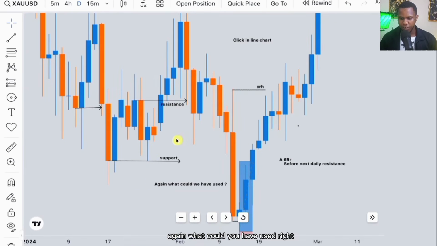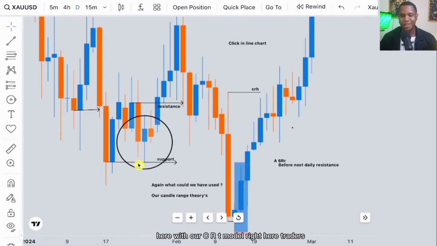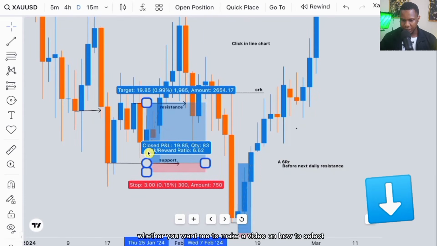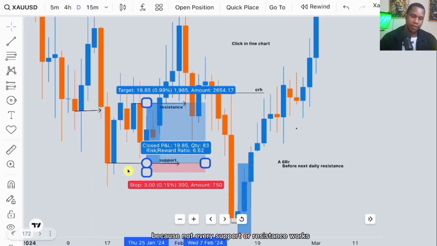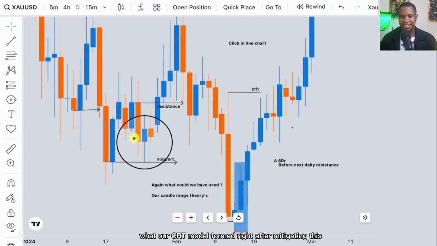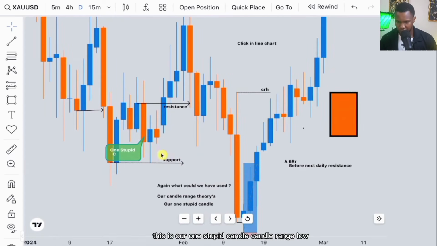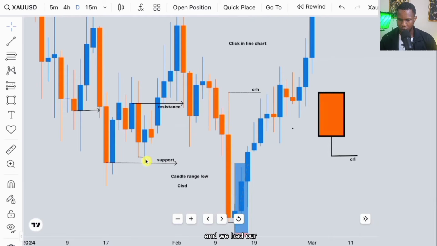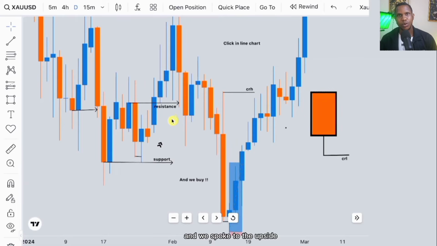And what could you have used right here? Our CRT model, traders. 1:6 risk to reward ratio. Let me know whether you want me to make a video on how to select these zones, because not every support or resistance works. Again, what can you see from this zone? Our CRT model formed right after mitigating this support right here. This is our one stupid candle range low, and we had our turtle soup change in state of delivery, and we sparked to the upside.